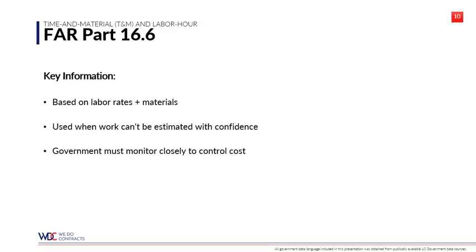T&M contracts, time and material, are highly flexible and high risk. You're paid based on an approved hourly labor rate plus materials. They're easy to administer, but require real-time oversight and trust.